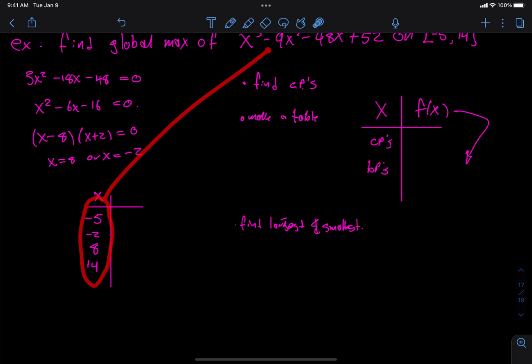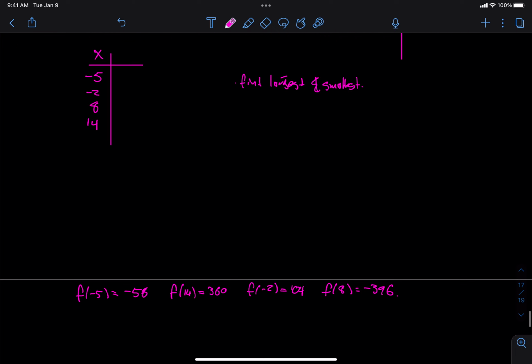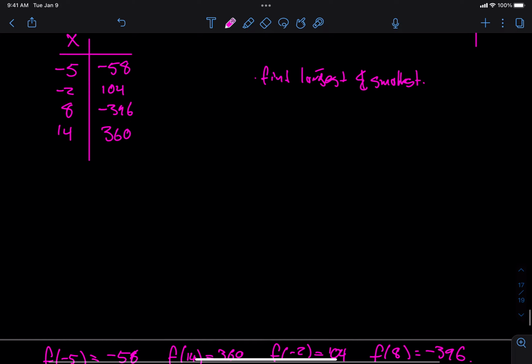Some students had a question: should I be plugging into the original function or into the derivative? Well, remember, we're looking for the global max. This is a question about which point is tallest and which is shortest. That's a question about the height of the function, so I should be plugging into the function itself. So what do I get? I think it's negative 58, 104, is that right? Yeah. And then negative 396, and then 360? Yeah. Okay, so those are the values.